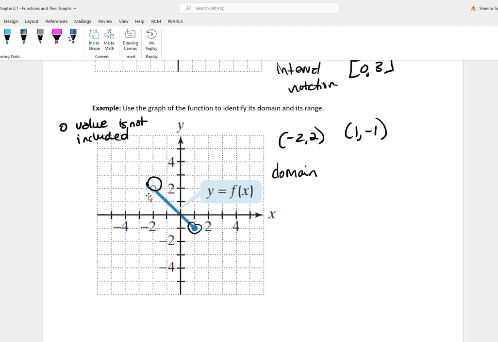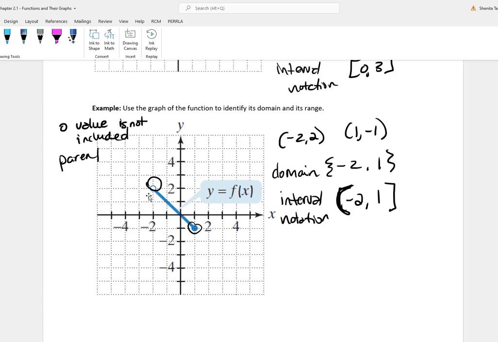So if we were to look at the domain, remember the domain would be the x's. We got -2 and 1. So the interval notation would be parentheses -2, 1 bracket. The reason why I have parentheses is because this -2 is not included because it's an open circle. So when you have open circle, you put parentheses. If you have closed circles, you put brackets. So this goes from -2 to 1.